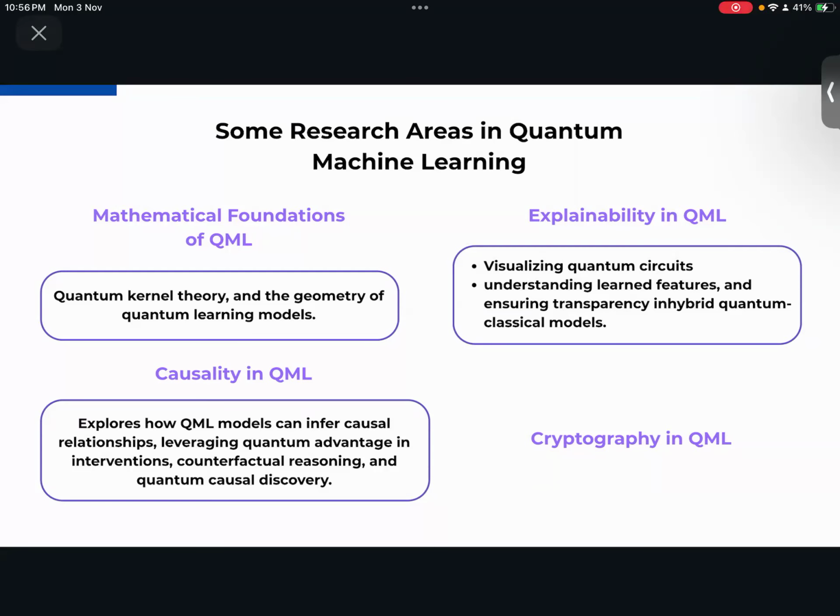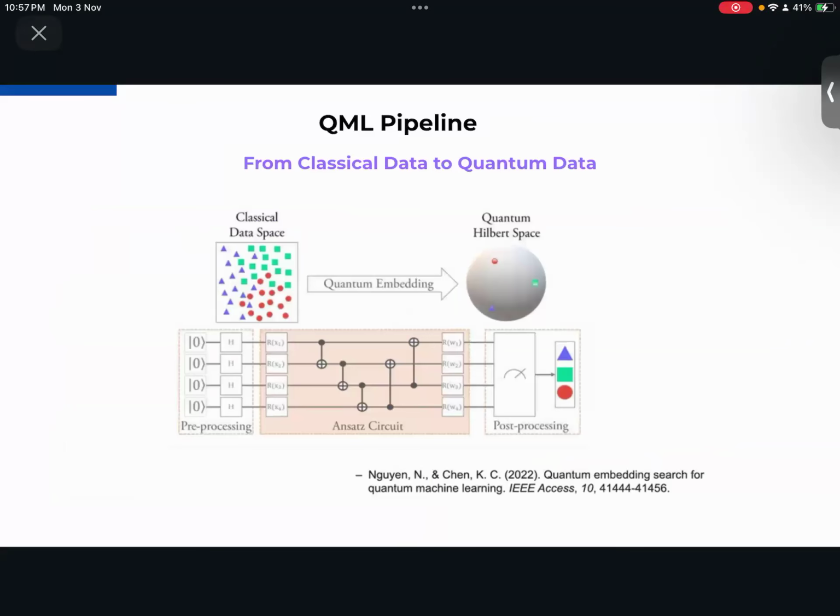We also have causality in quantum machine learning, so we can explore how QML models can infer causal relationships, and then causal discovery. And there is also an interesting area which is cryptography in quantum machine learning. I've been meeting with many professors who are trying to work on data security, like quantum data security for machine learning, which is quite interesting as well.